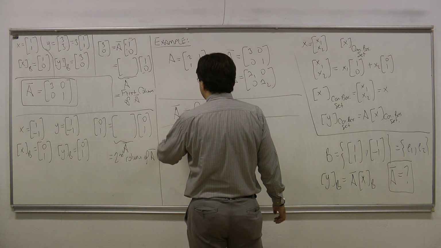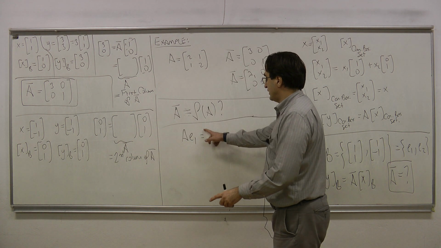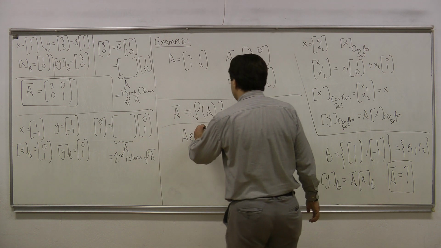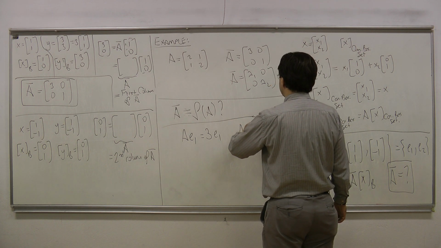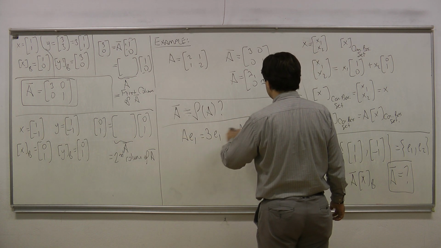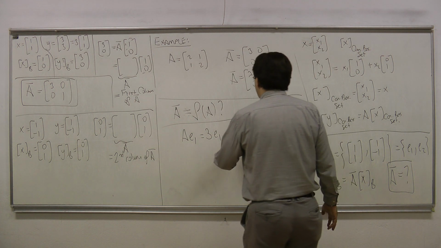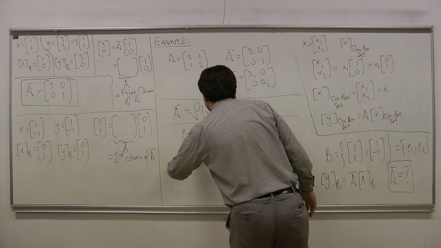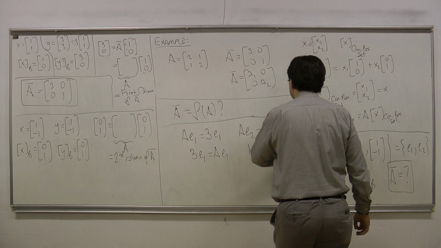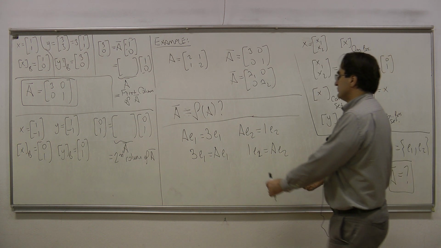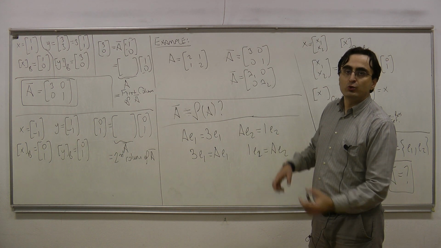Here I will start with the following equations. A times E1 is lambda 1 times E1, but lambda 1 is 3, so I have 3E1 here. The second equation that I will use is A times E2 is lambda 2 times E2, which is 1 times E2. Here is what I'm going to do. I will write these equations in reverse: 3E1 is equal to AE1, and 1E2 is equal to AE2. In both sides of these equations, I would have column vectors with 2 elements.